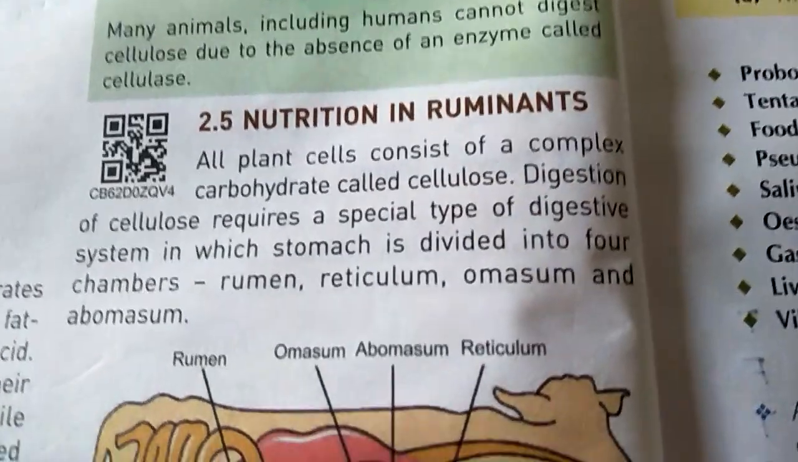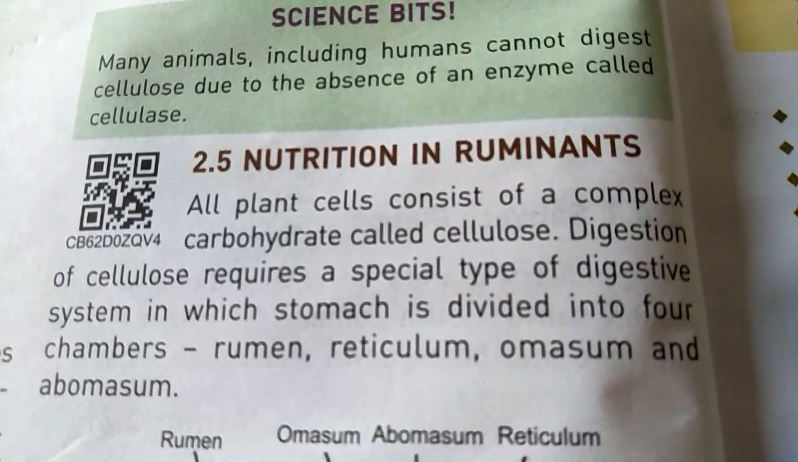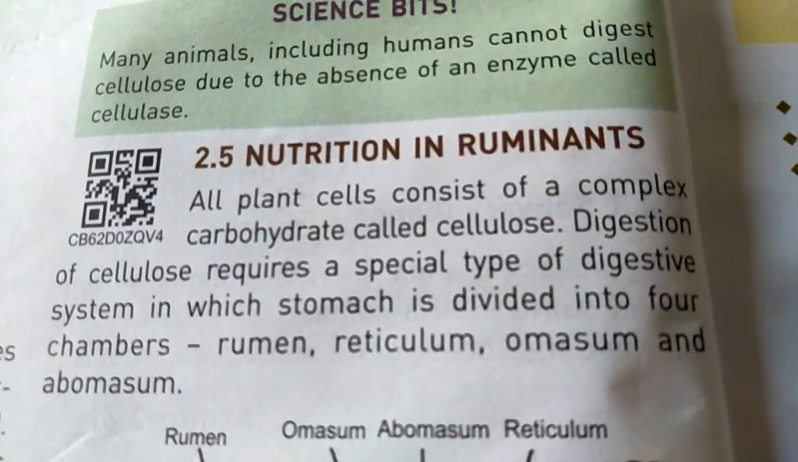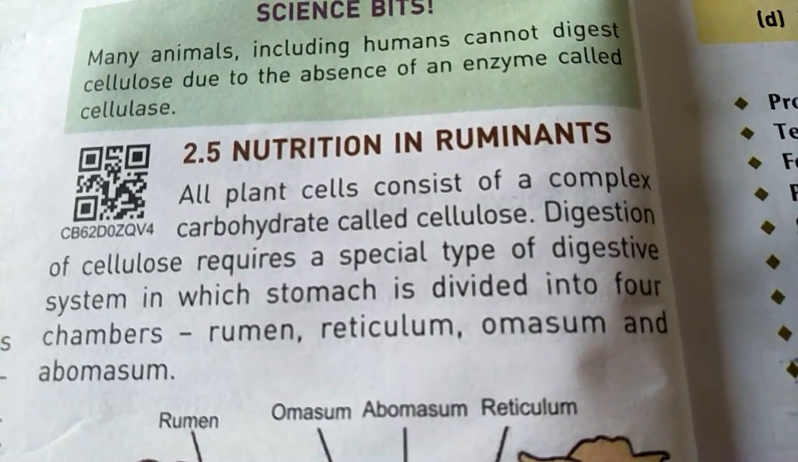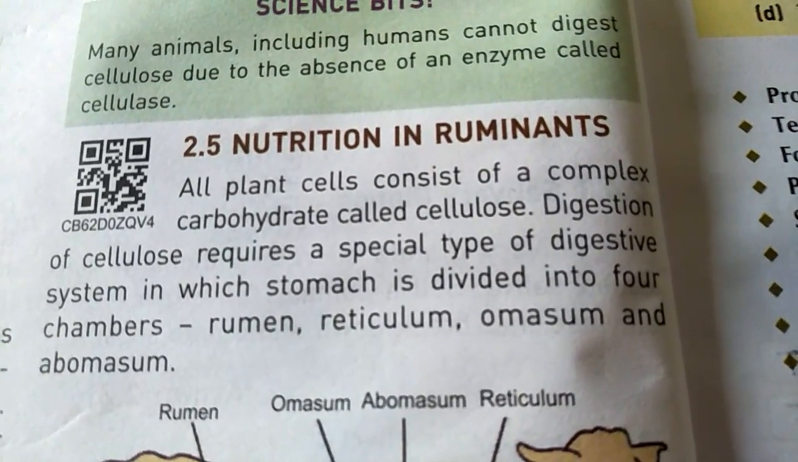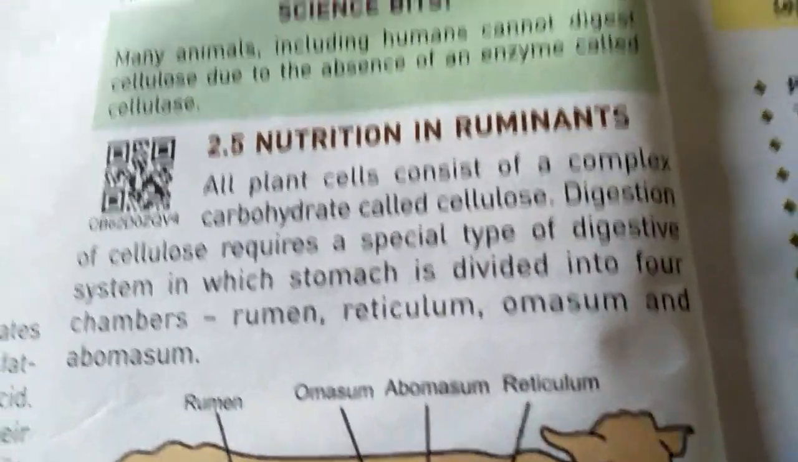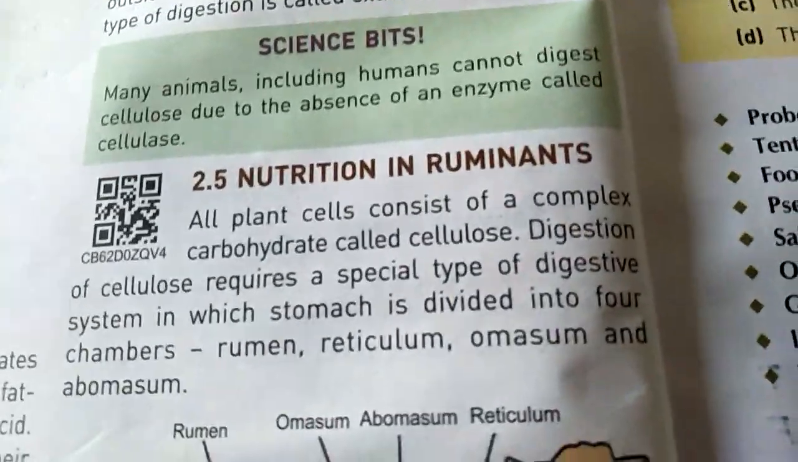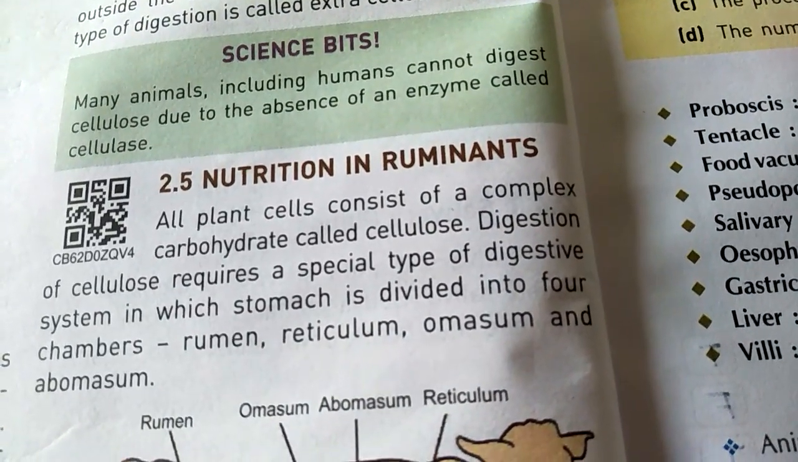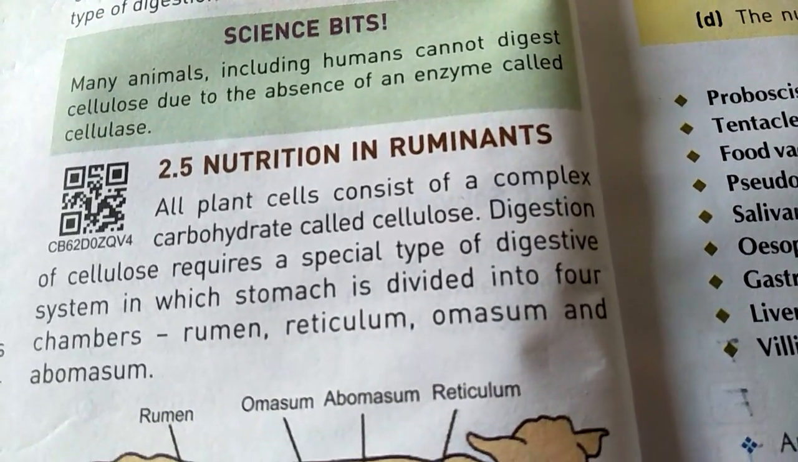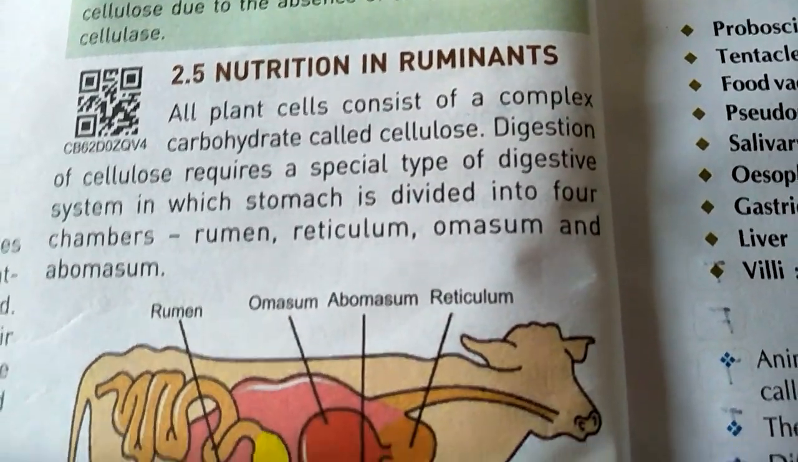Okay, then many animals, including humans, cannot digest cellulose due to the absence of the enzyme. Cellulose is found in the bark of trees or tree wood. Okay, so this can only be digested by ruminants like cow, buffalo, goat. We cannot digest paper or wood or wood pulp, because we do not have such enzymes. Nutrition in ruminants.